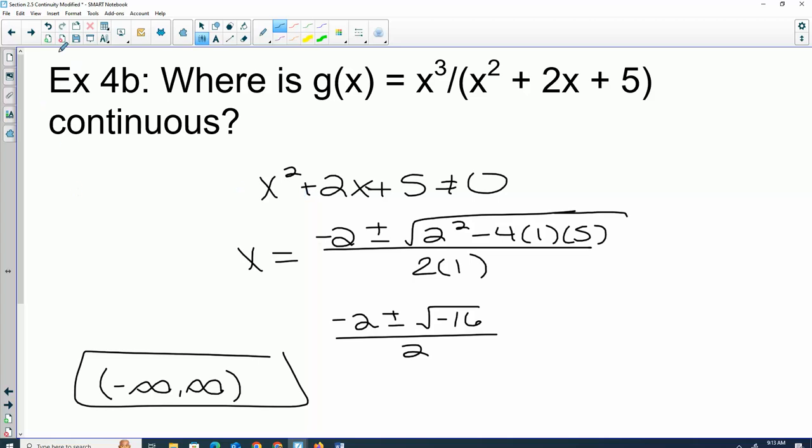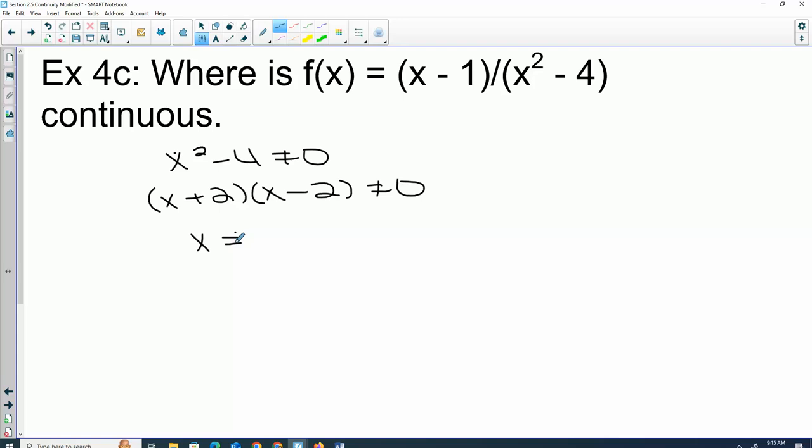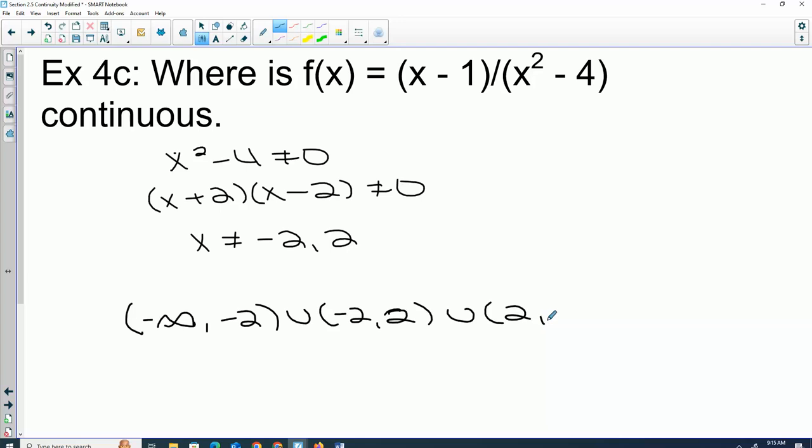All right, you guys try this one. Figure out where it is continuous. So in a fraction, the bottom can't be 0. Factors of x plus 2, x minus 2. So x cannot be negative 2 or 2. So it's continuous everywhere else. So from negative infinity to negative 2, between negative 2 and 2, and bigger than 2. Any questions there?